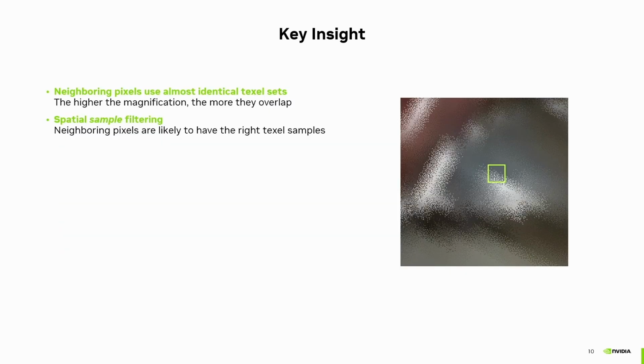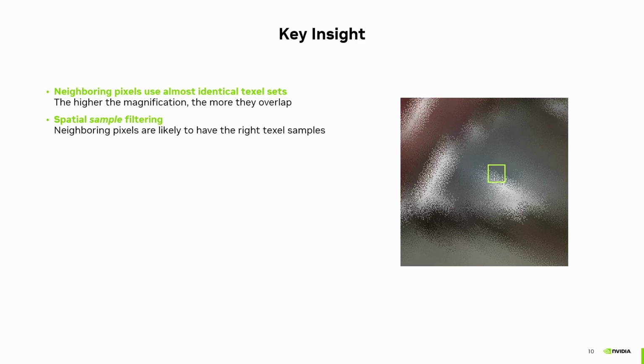And to explain our method, let's go back to the key insight that allowed us to develop it. The key insight is that neighboring pixels filter and use almost identical sets of pixels, especially after high enough magnification.